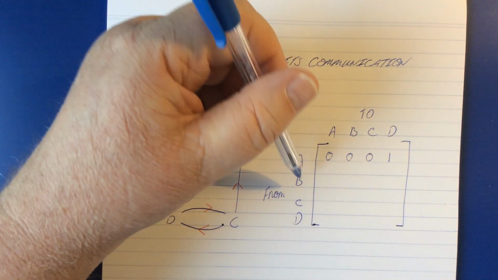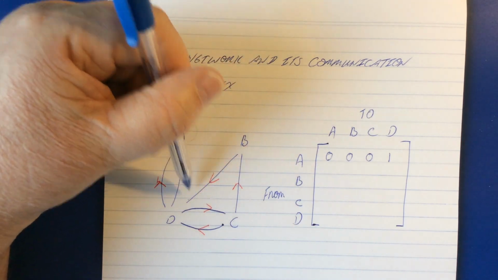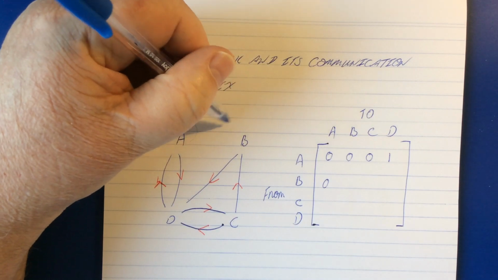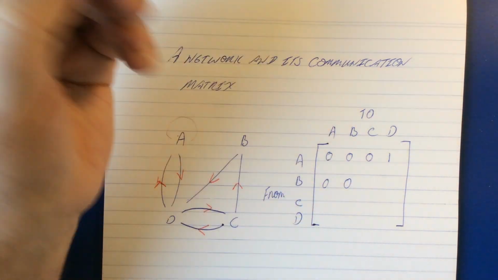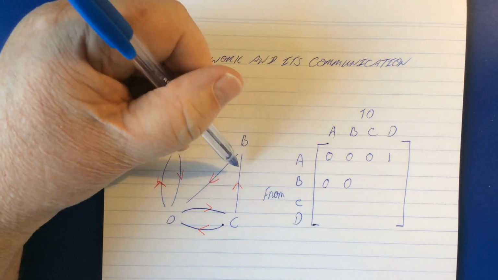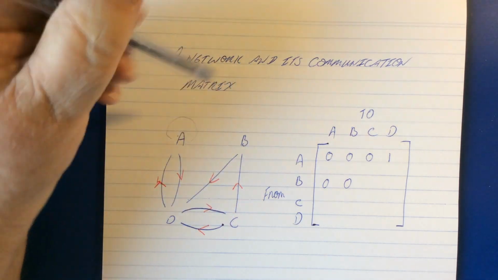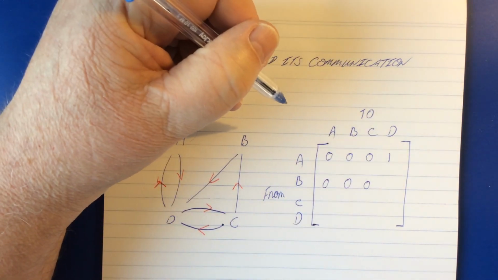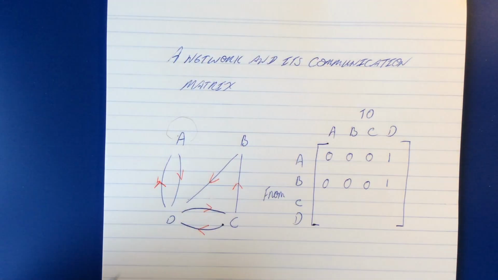Second row, B to A, again nothing directly. B to B, again there is no loop here, so 0. B to C, no. Not directly, indirectly as I said, but that's not our concern in this video. And B to D, 1.